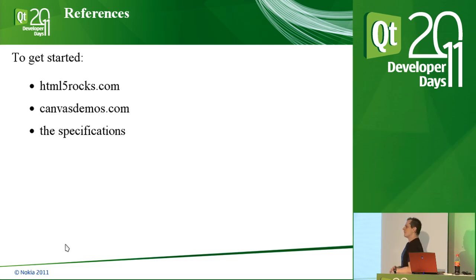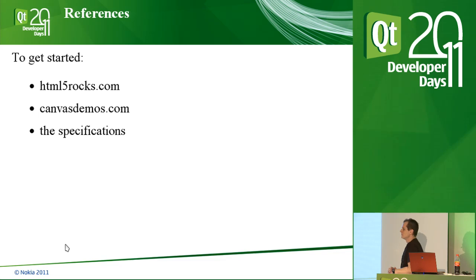On the wiki page of QtWebKit, I forgot to put the link, but I should. You can find it on Google. On the wiki page of QtWebKit on webkit.org, you can find what features of HTML5 we support and what the status is, if it's beta, if it's experimental, if it's not implemented at all.